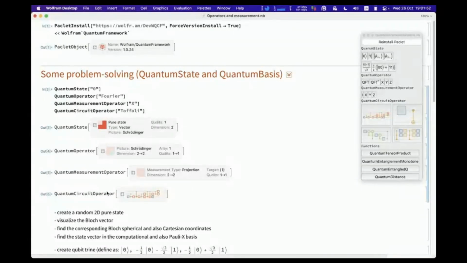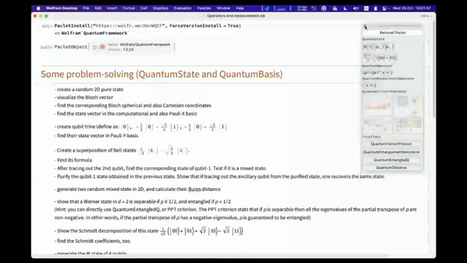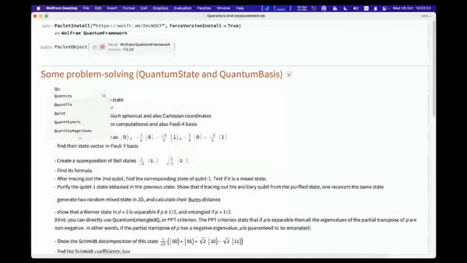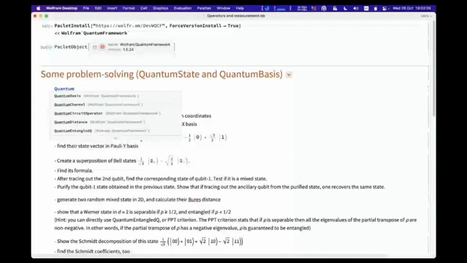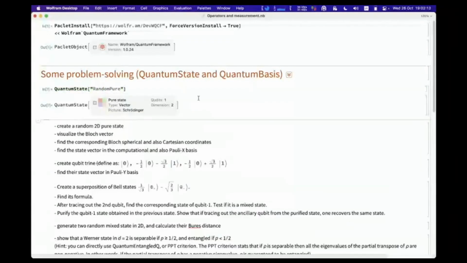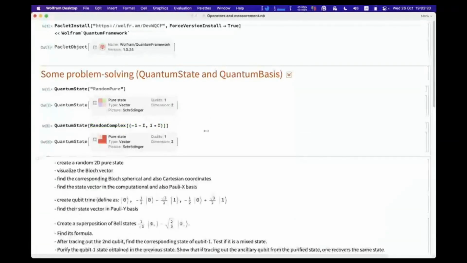Anyhow, let's go through our problem. Let's go with the first one. Let's see what we have. Create a random two-dimensional pure state. So it's clear, it's a quantum state. This time, Nick is going with the built-in names that we have, so it gives you a random pure state. Remember, whenever no dimension is given, we automatically assume it's happening in 2D. Another approach is what Nick is showing you here: you can generate your own vector.